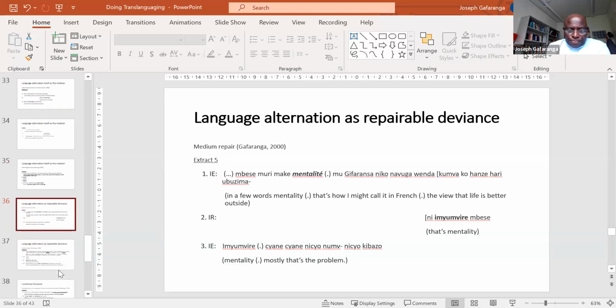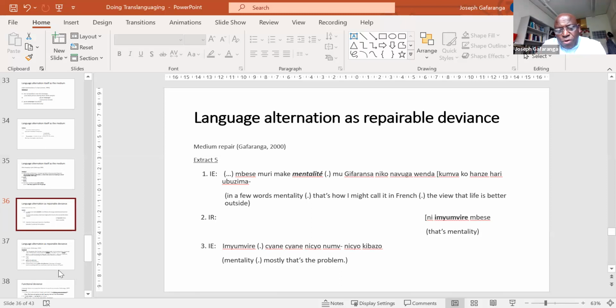Then we have language alternation as repairable deviance. And extract 5 comes from an interview, a broadcast news interview. It's actually a panel interview here. And the participants are talking about the tendency among Rwandans to send their children abroad for all kinds of reasons, studying, work, and basically because life is better out there. And the interviewee says something, then says, in a few words, mentality.